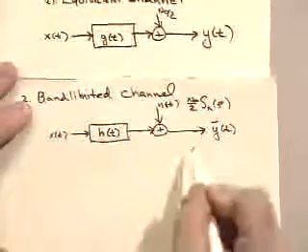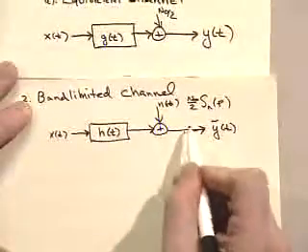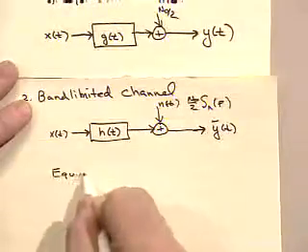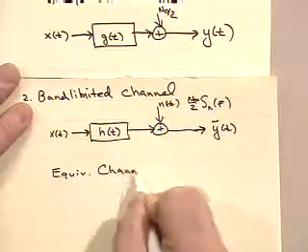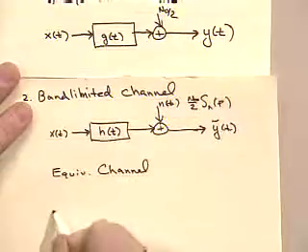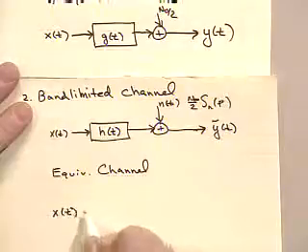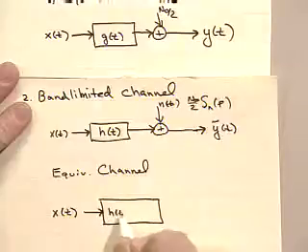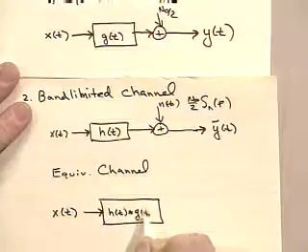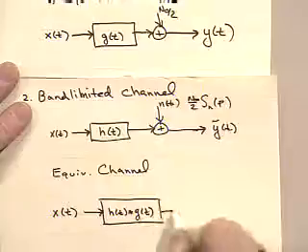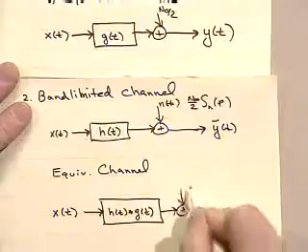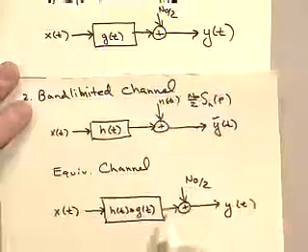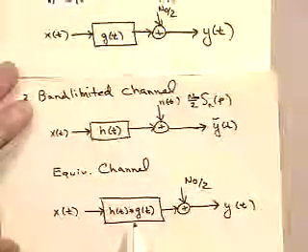Then clearly I can still run through the whitening filter, and now what my channel looks like, the equivalent channel in this case, is x of t running through h of t convolved with g of t, or h times g if you will, with additive white Gaussian noise and an output y of t. And so now this is the impulse response of the channel.